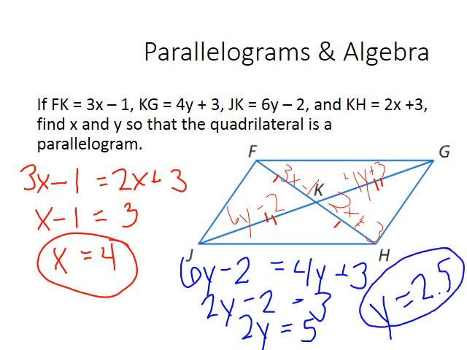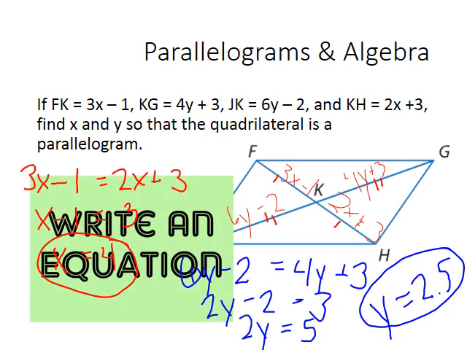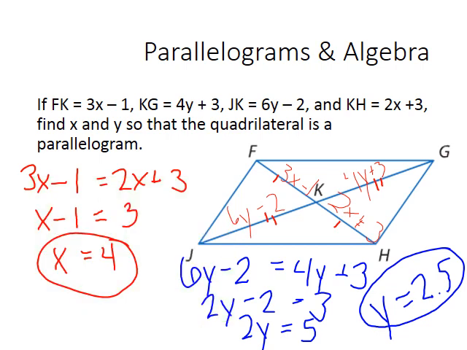Alright, these have to be the values of x and y in order for FGHJ to be a parallelogram. These numbers will make it so that the diagonals are bisecting each other, making it a parallelogram. Okay, and we did all that by starting out and writing an equation. That's using properties of parallelograms to get that equation set up and then solving for your missing variables.